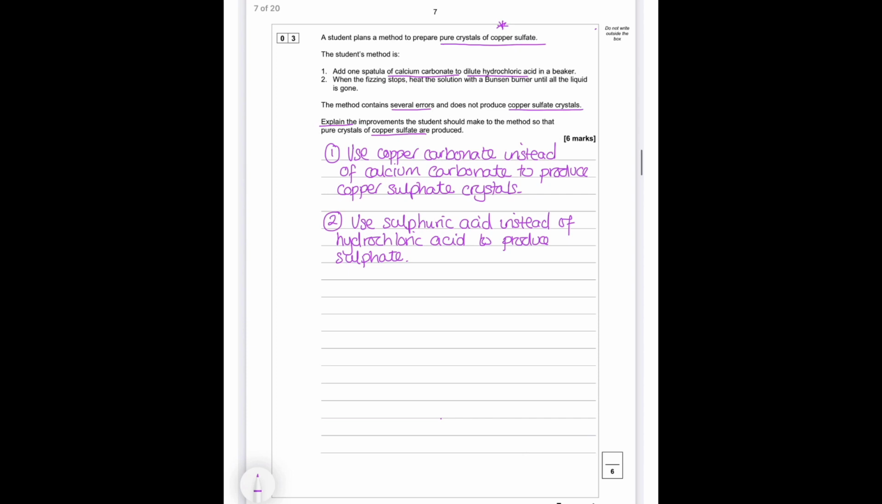Now, when we're adding our copper carbonate to our sulfuric acid, we need to keep adding our solid until it's in excess, and we know it's in excess because no more would dissolve. Then to remove any of the solid that is remaining, we need to filter our solution.